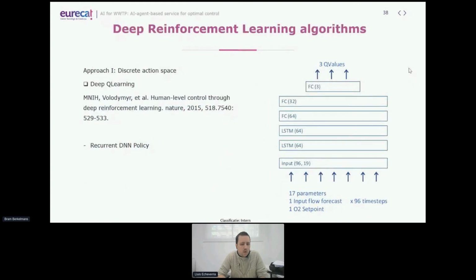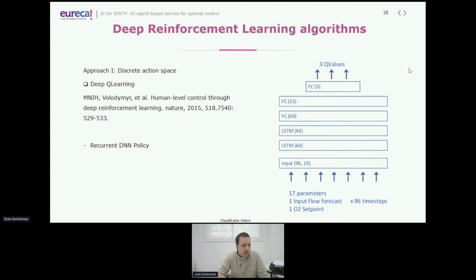We are working with a deep learning algorithm to solve the first approach with the discrete action space. Similar research used this algorithm and obtained good results, so this is why we want to try it. The difference now is that we are implementing a recurrent deep neural network policy to process the temporal data, those one-day information. This is a logical diagram of the policy network.